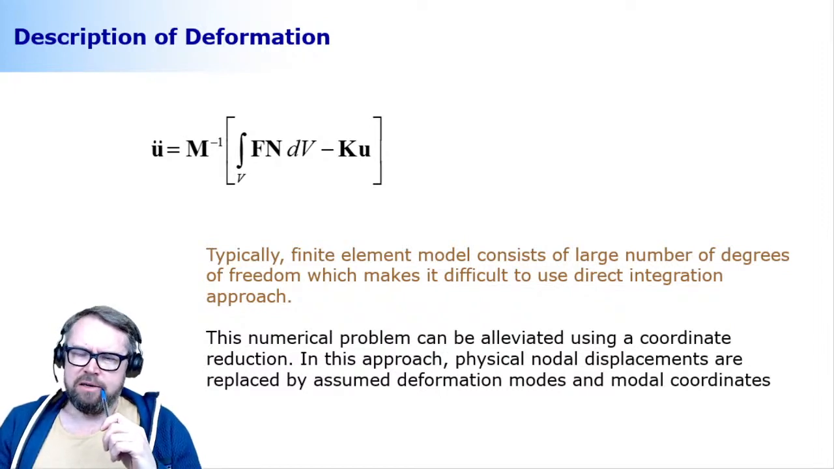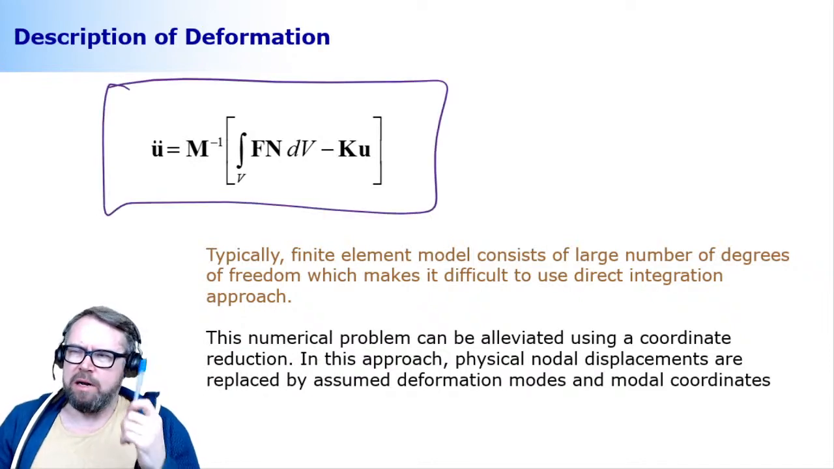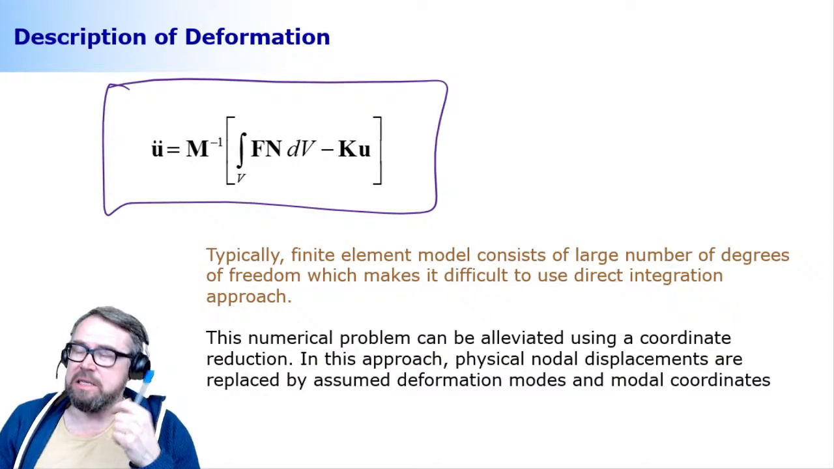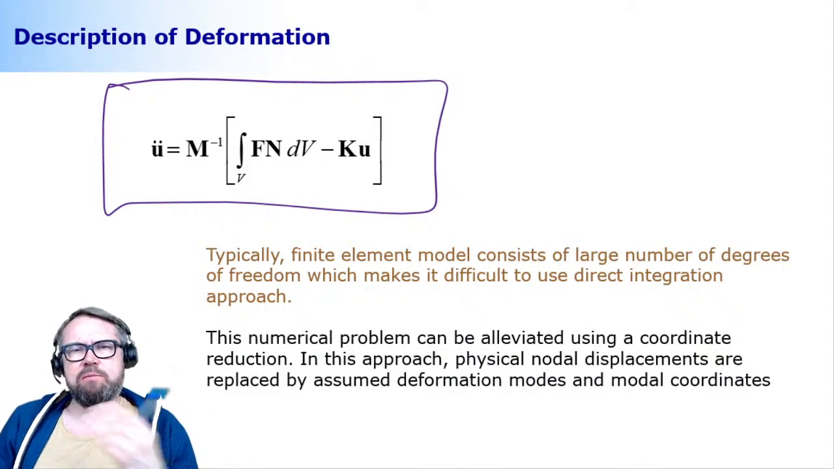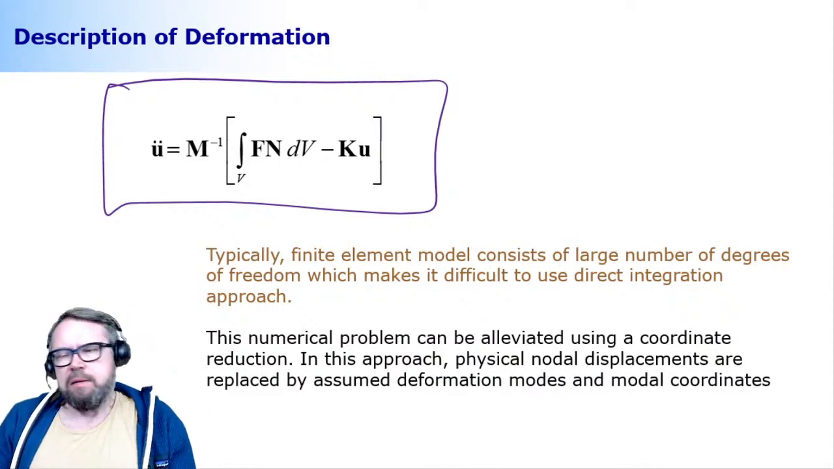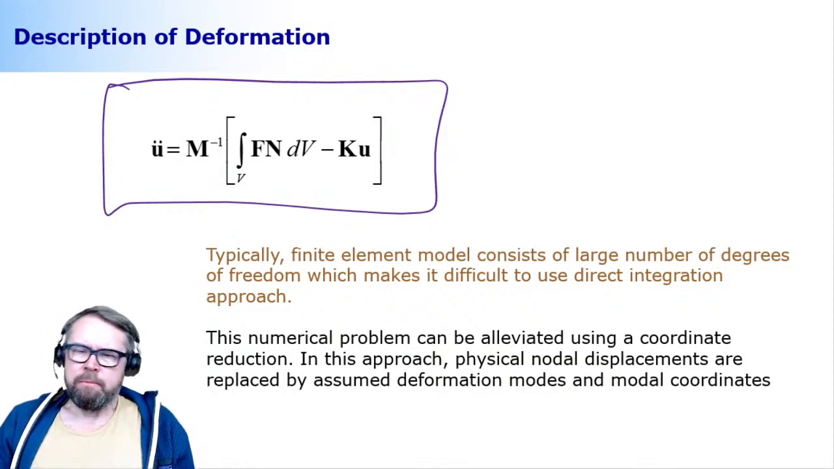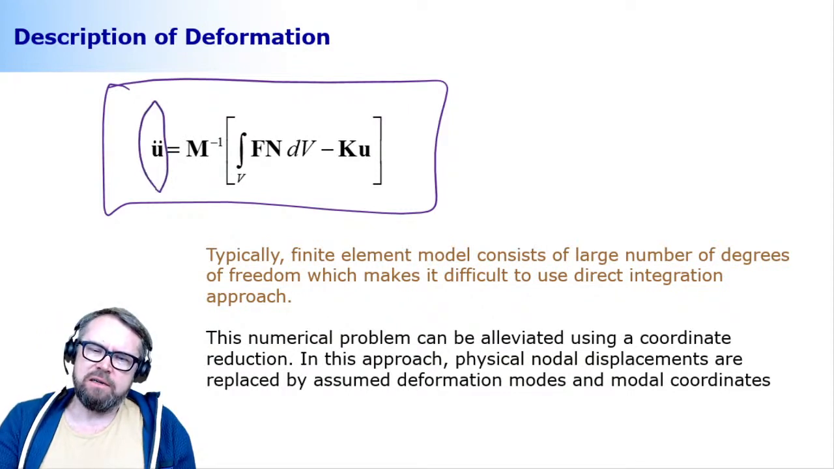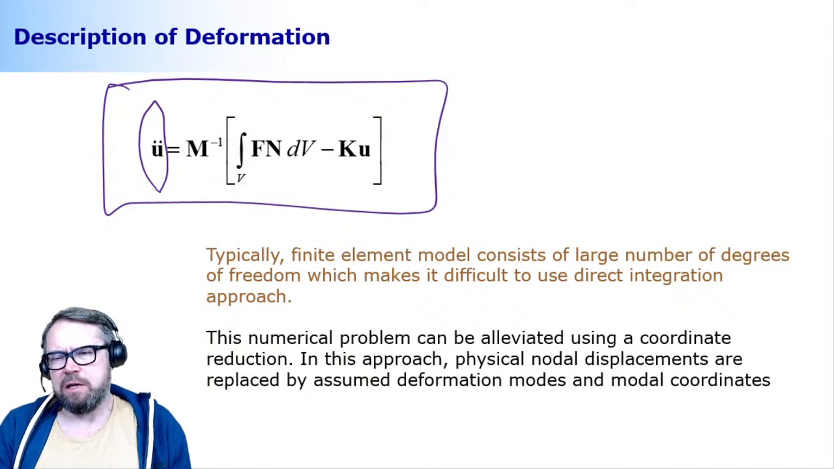Like it is mentioned here, a typical finite element model is too large to be solved using this direct method. This is called the direct method, where you do not make any model reduction, but you're just integrating every single unknown as it is. This is going to be hard to use in the framework of multi-body system dynamics because of the dimensions. So what are you going to do then?